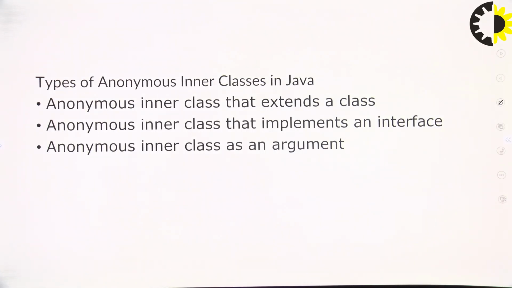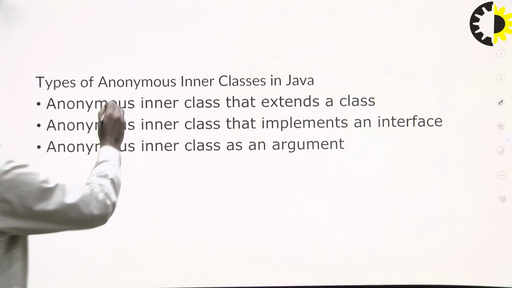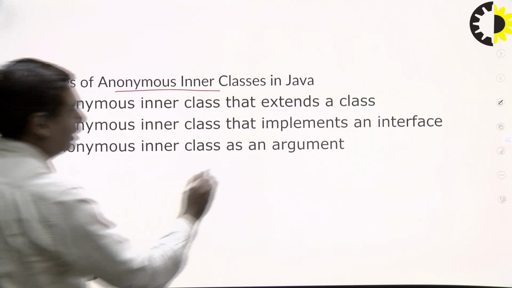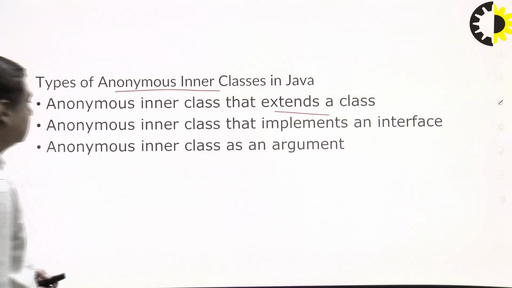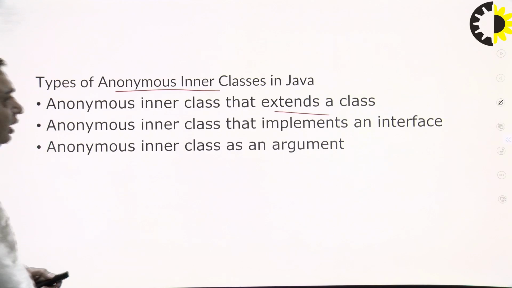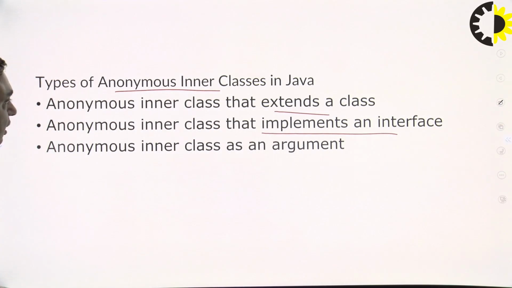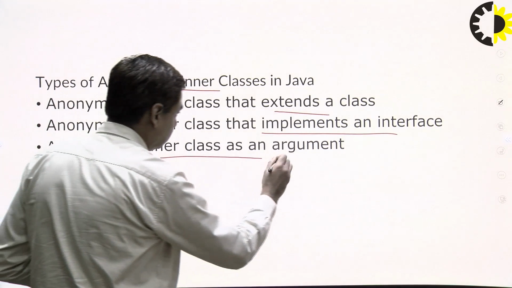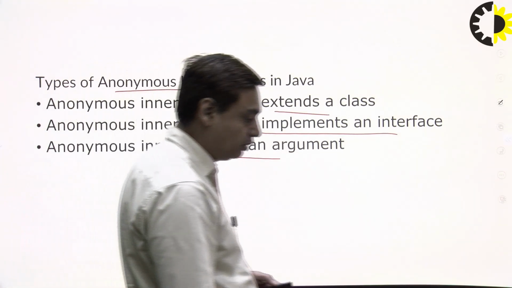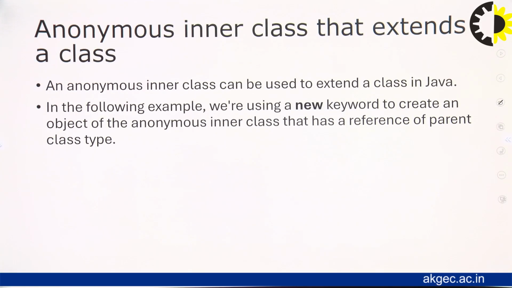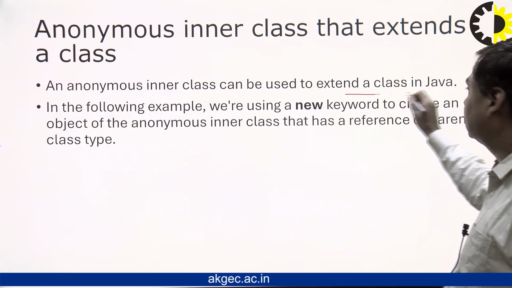There are various types of anonymous inner class. The first is an anonymous inner class that extends a class. Second, an anonymous inner class that implements an interface. Third is an anonymous inner class as an argument. One by one we will explain each of these three different types. The first one is the anonymous inner class that extends a class. This anonymous inner class can be used to extend a class.